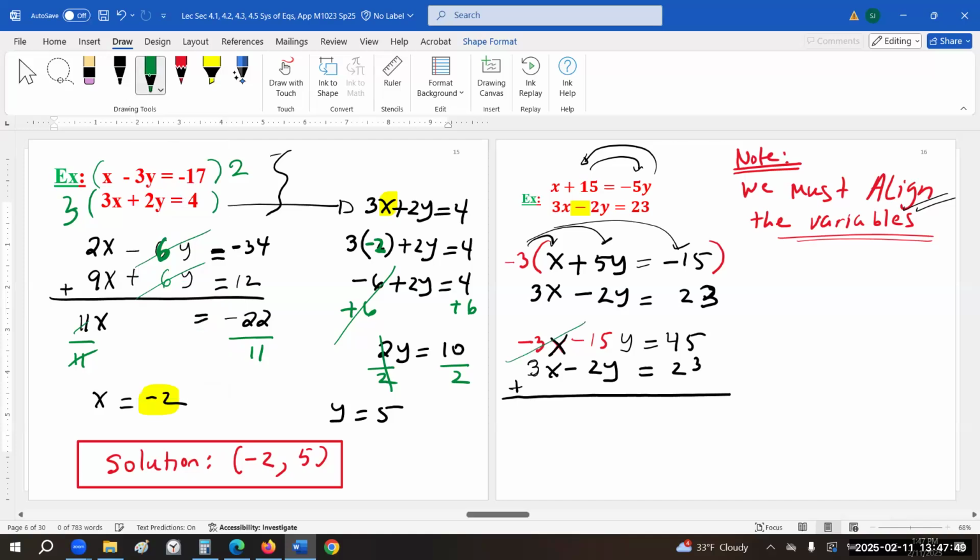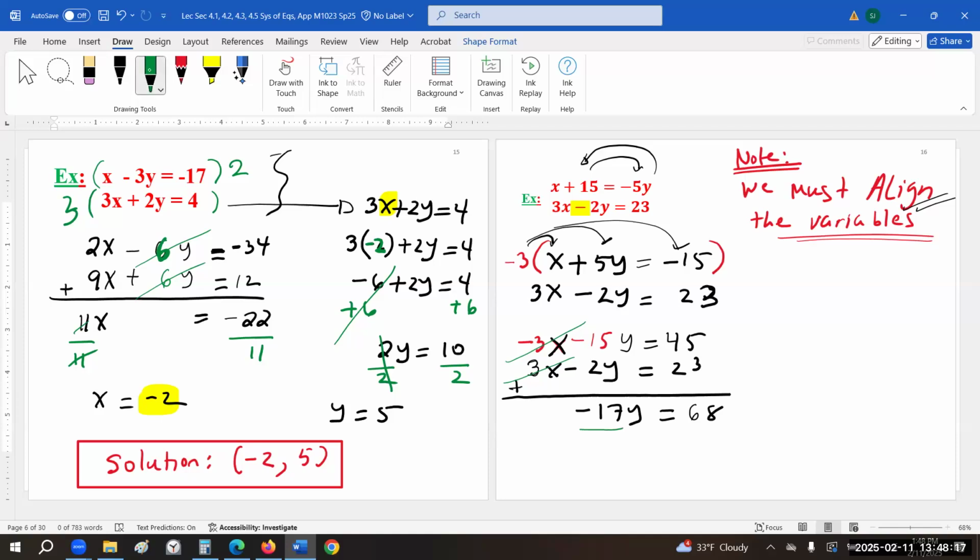And then 3x cancel out. We got rid of one variable. We eliminated x. And we observed the y. Negative 15y minus 2y, negative 17y. And we have 45 plus 23. How much? 68.